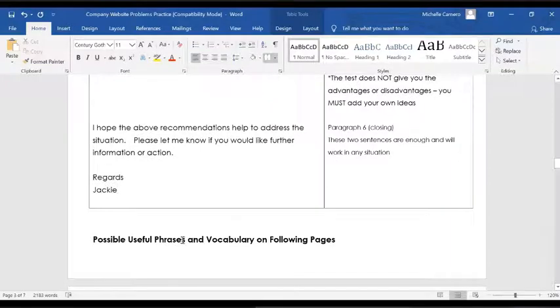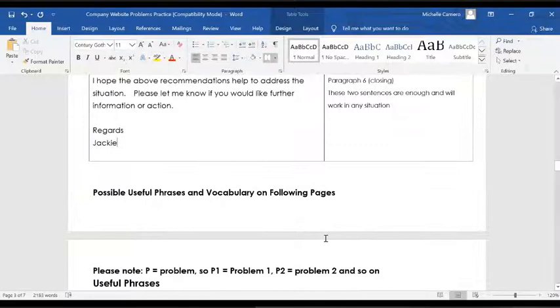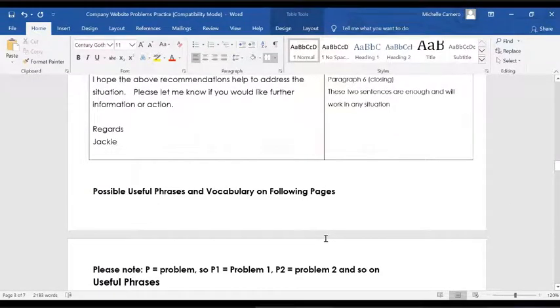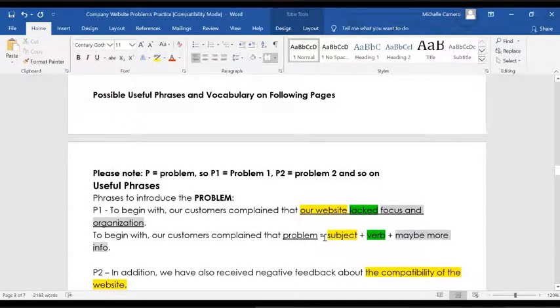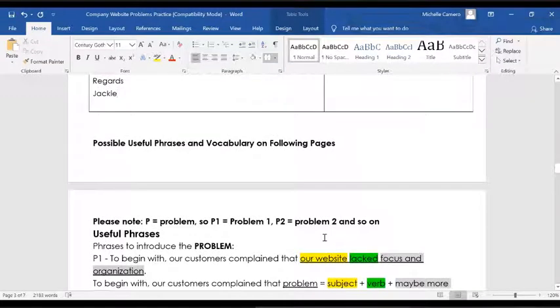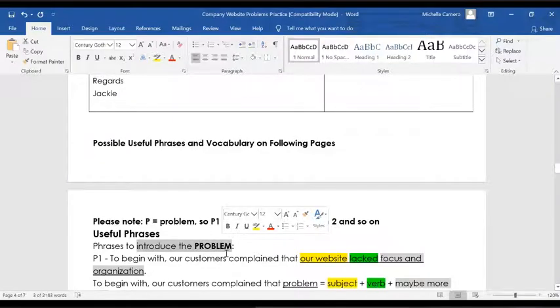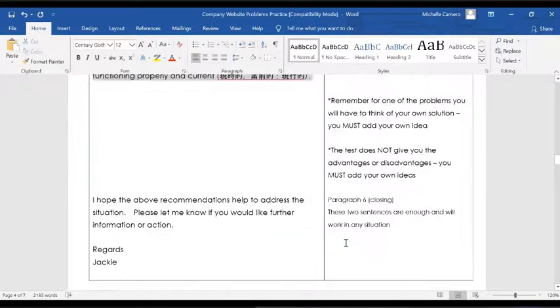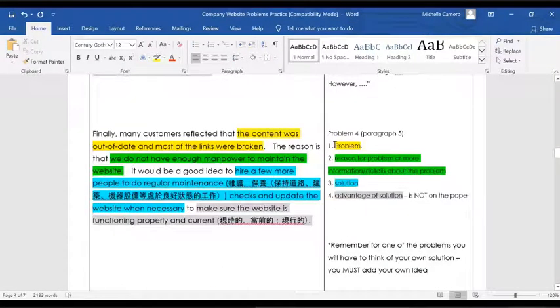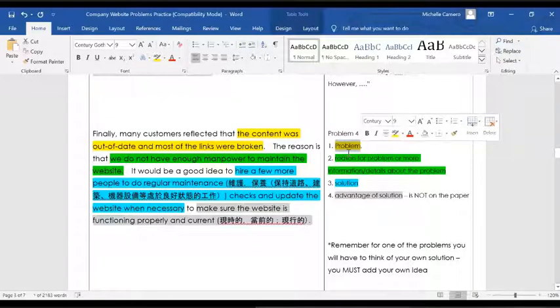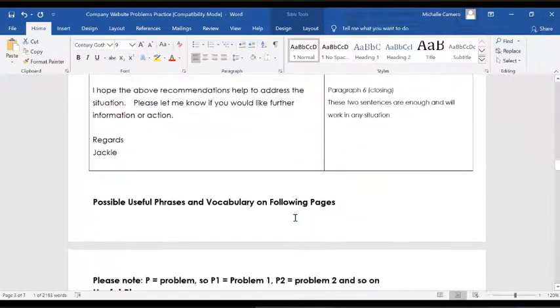All right, now, possible useful phrases and vocabulary on the following pages. So I've tried to do this for all of the sample practice papers and answers I've given you. And I've broken it down into groups. So the first group is words you can use to introduce the problem and start your paragraph. Why did I do that? Because you'll notice that each paragraph you start by talking about the problem. So what words can you use to start the paragraph and talk about the problem? What are some sentence patterns you can copy?